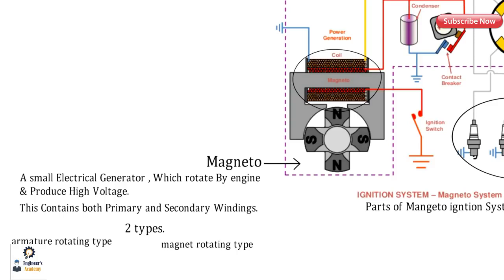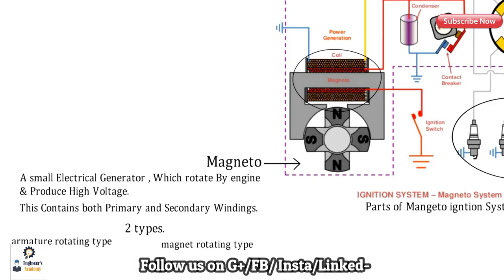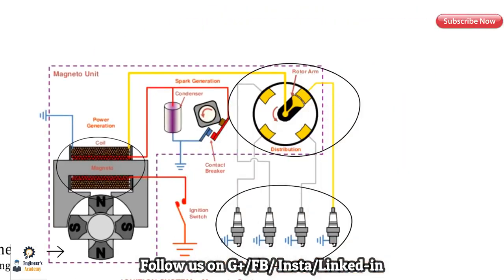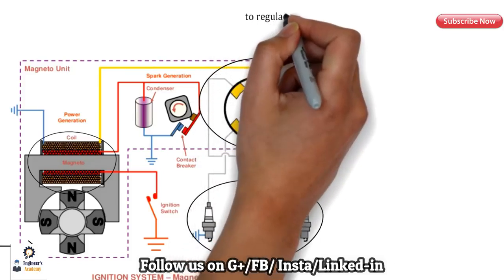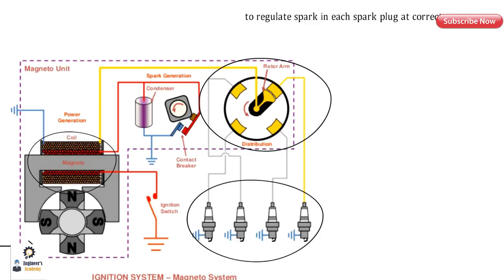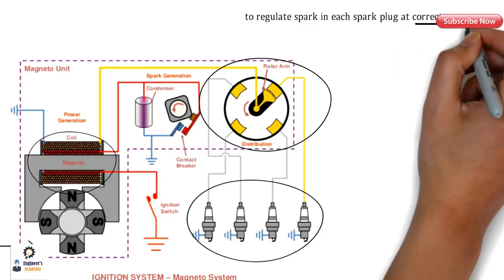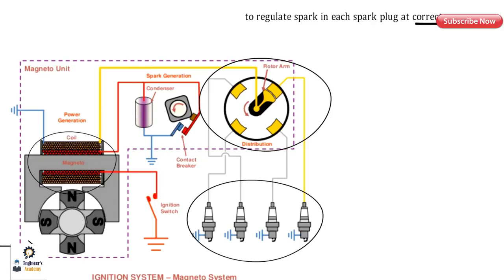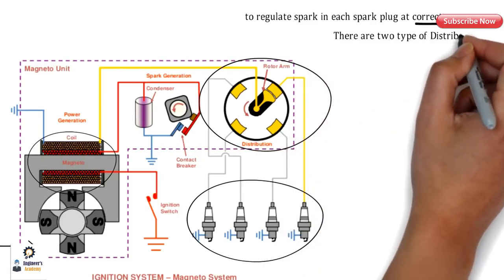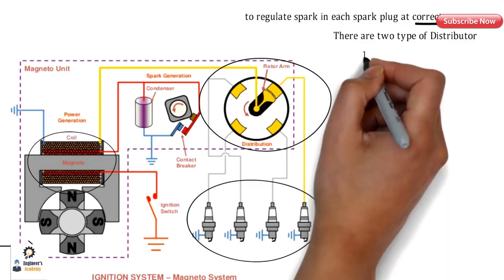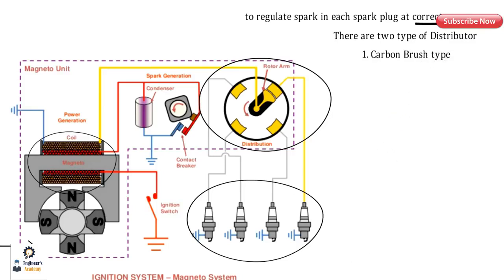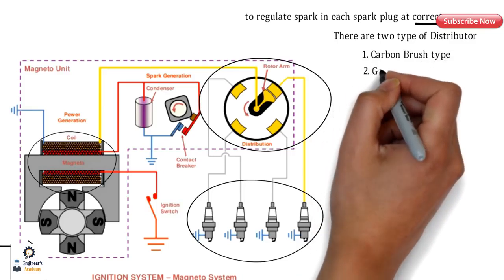So guys, let's check out all the parts of this magneto ignition system. The first one is the distributor. The main function of this distributor is to regulate the spark in each spark plug in the correct sequence. So basically the timing is very much important in this ignition system. So guys, this distributor works for that basically. There are two types of distributor. The first one is the carbon brush type distributor, and the second one is the gap type distributor.